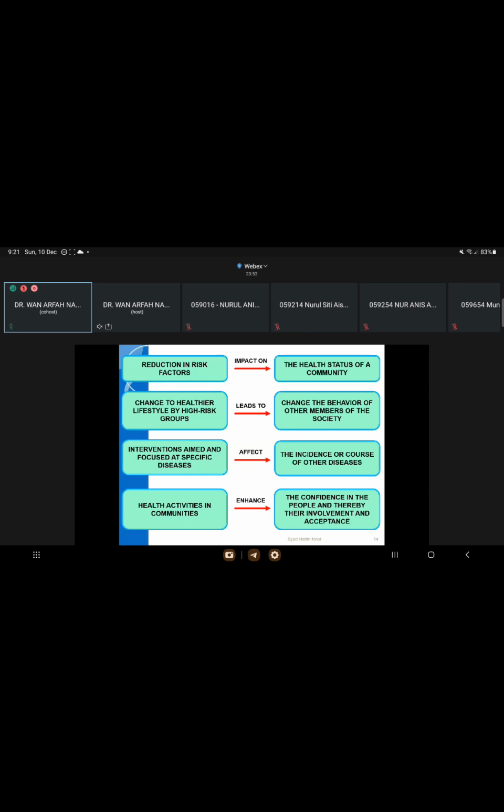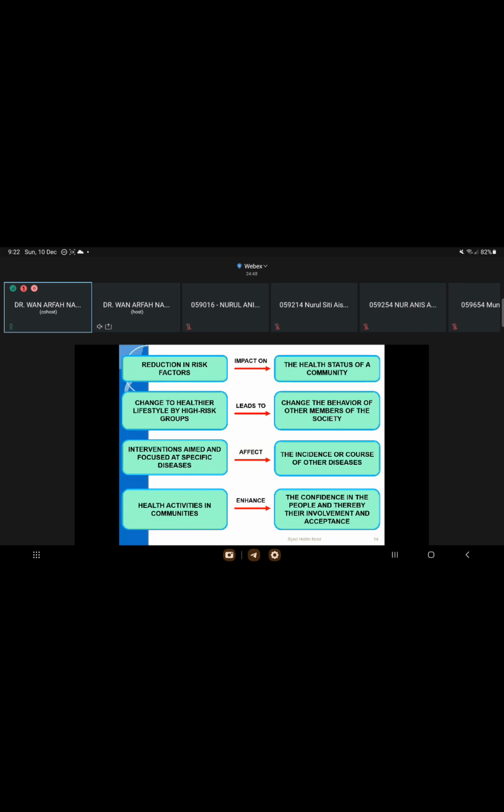For a community trial, we are interested in the reduction in risk factors. Because your aim is to reduce the risk factors, the impact will be on the health status of a community. You have targeted already inside that community, for example, their lifestyle. They have a very sedentary lifestyle, and they are obese, for example. So you want to reduce the risk factor, so that the health status of that community becomes better, and change to a healthier lifestyle.